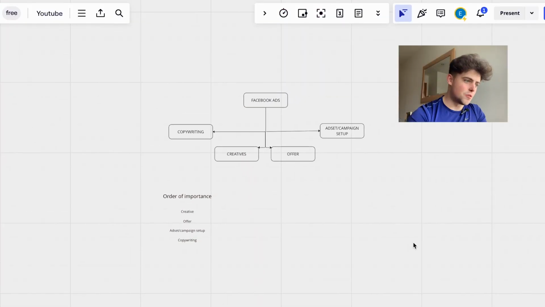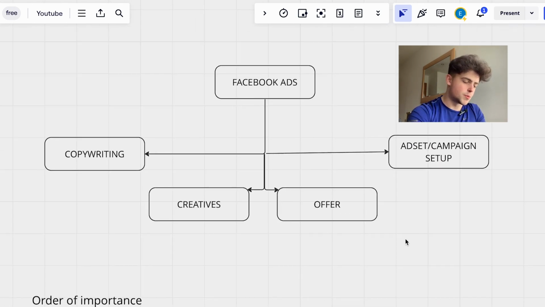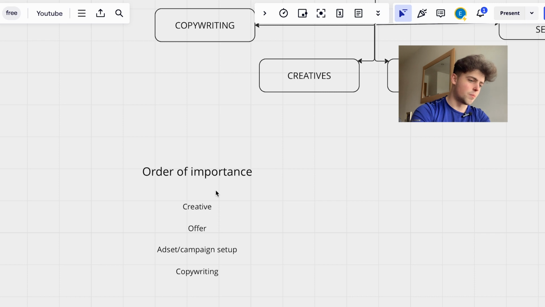Before I do, there's something I want everybody watching to understand. We've got Facebook ads, and they're broken down into essentially four different components: the copywriting, the creatives, the offer, and the ad set slash campaign setup, and then I suppose there'd be the ad setup as well under that same box. Out of these, the creative is ultimately the most important because it's the one that people are going to be seeing. This can be photo, carousel, video, whatever you want. Like I say, I have that at the top there, order of importance.